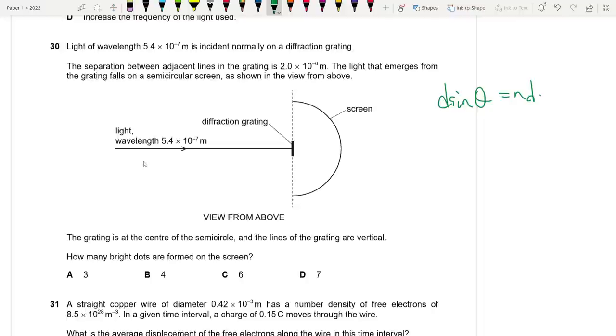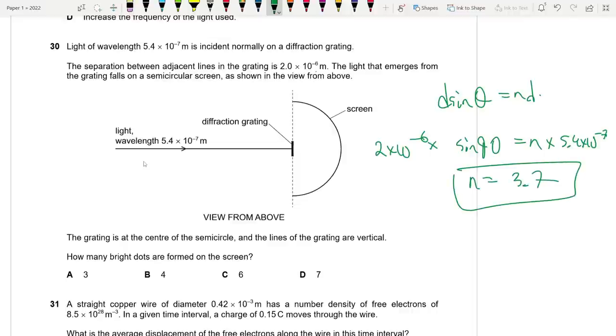So for the maximum number of lines, it's sin 90. So d is 2 × 10^-6, n times lambda, 5.4 × 10^-7. So the value of n is 2 × 10^-6 divided by 5.4 × 10^-7. I'm getting a value of n equal to 3.7. But you cannot round it off to the next integer. You need to take 3, the lower integer. So n is actually equal to 3.